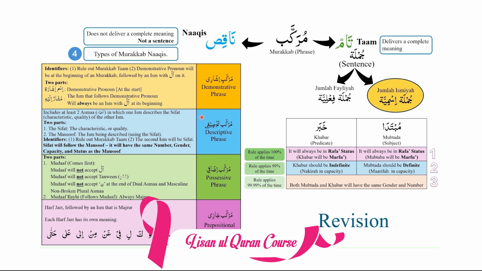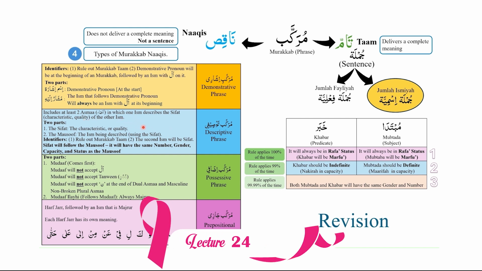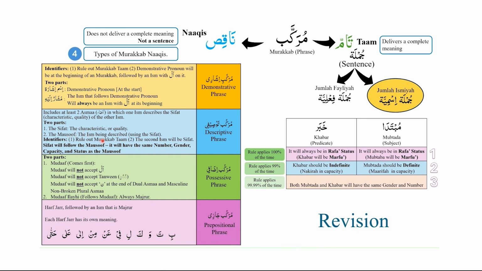Next, we studied Murakkab Tawsifi or descriptive phrase. Murakkab Tawsifi has two parts, the sifat, which is the characteristic or quality, and the mawsuf, which is the ism that is being described using the sifat. Sifat will follow the mawsuf. So the mawsuf is written first and it is read first and it is followed by the sifat. And both the sifat and mawsuf will have the same number, gender, capacity and status.